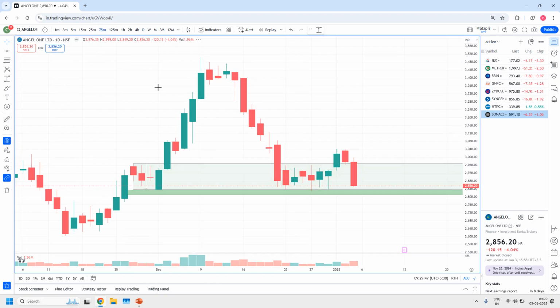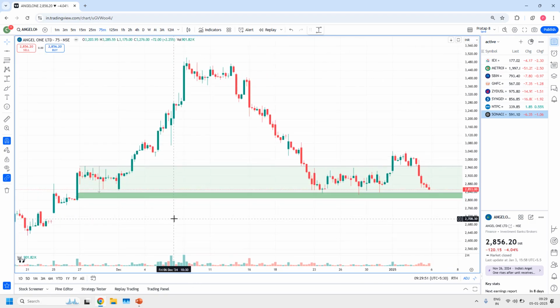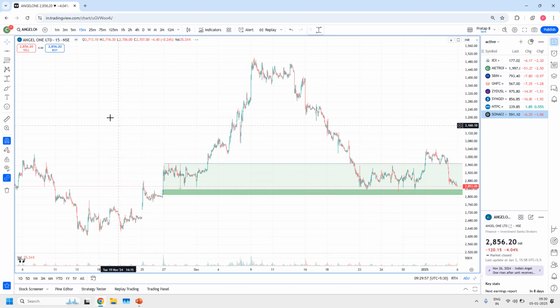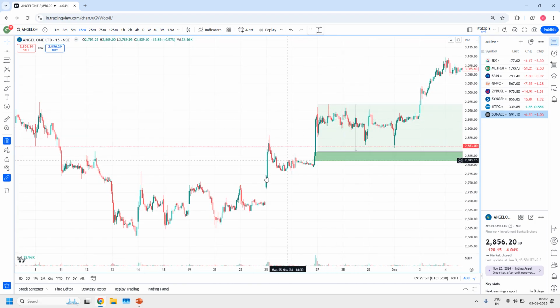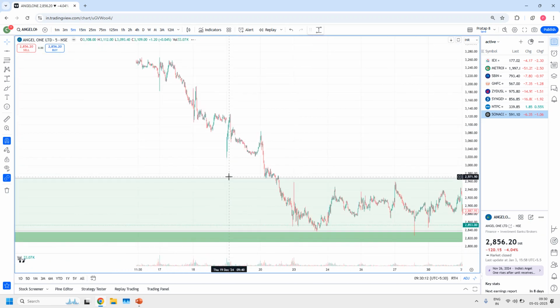Go to the 75 minutes. It is pierced a little below. Here we have a rally base, rally is there. Go to the 15 minutes. See, all these are base candles. So the 15 minute structure is not at all good, which means this area is not good at all. But go to 5 minutes, you will see the interesting thing.